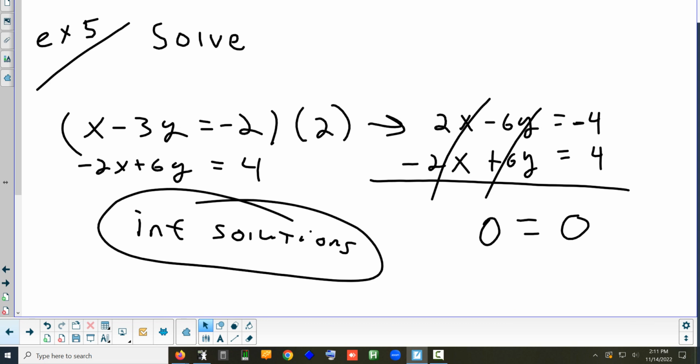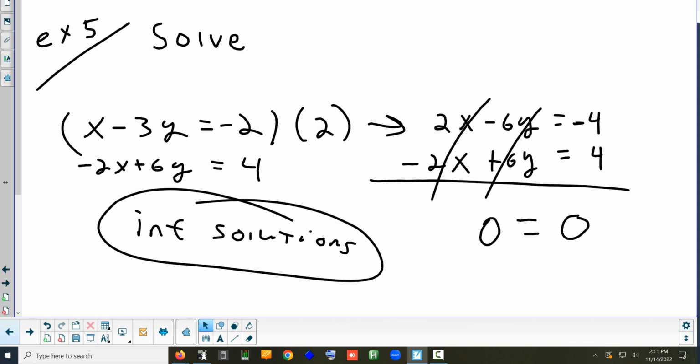So basically, if you graph these on the calculator, they're the exact same line. They're right on top of each other. Same slope, same y-intercept. So that's the 2 special cases that can happen with 2 variables. Any questions before we finish up with a 3 variable?